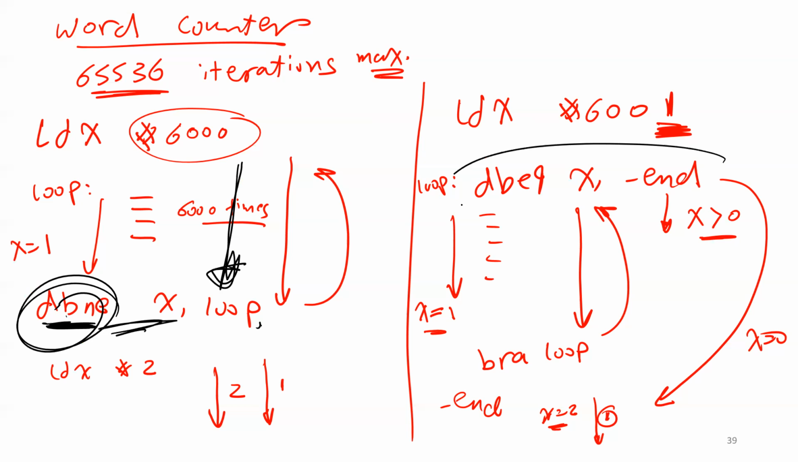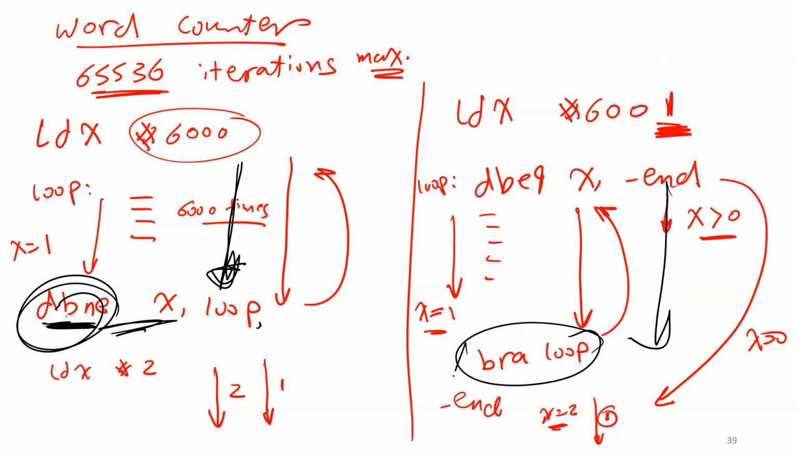Here I'm gonna check in the beginning. Let's see how this makes a difference. So here I'm gonna decrement X in the beginning. Once it's 0, go outside. If not, I'm gonna come here. Then I can make a branch loop if you want.